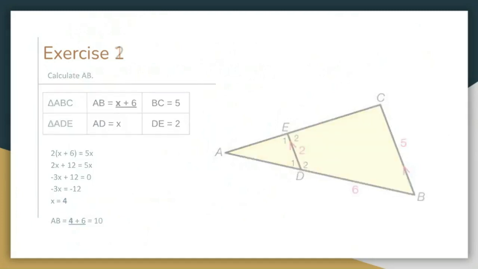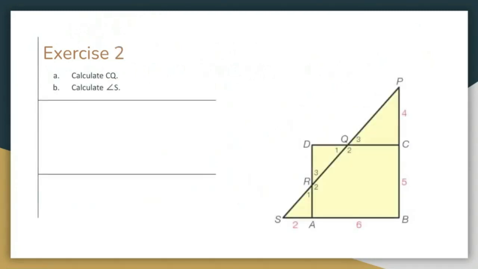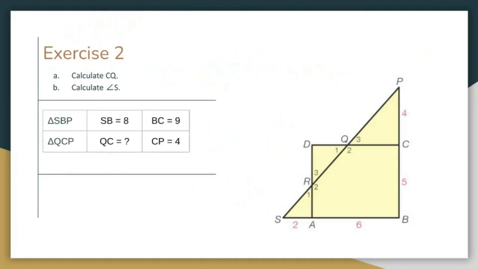Next up is a more complicated picture. Two questions: the length of CQ and the size of angle S. And given is that quadrilateral ABCD is a rectangle of 5 by 6. There are several ways to solve this, but the easiest and quickest one is the similarity in triangle SBP and triangle QCP, which means I make a table with the sides that are useful, and I use cross multiplying to find out CQ, or QC in my table, is equal to 3.6.